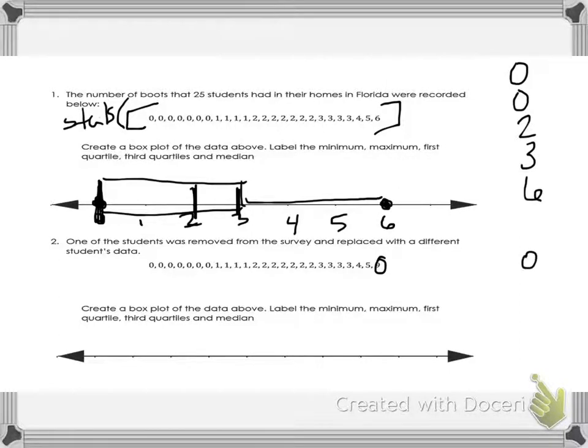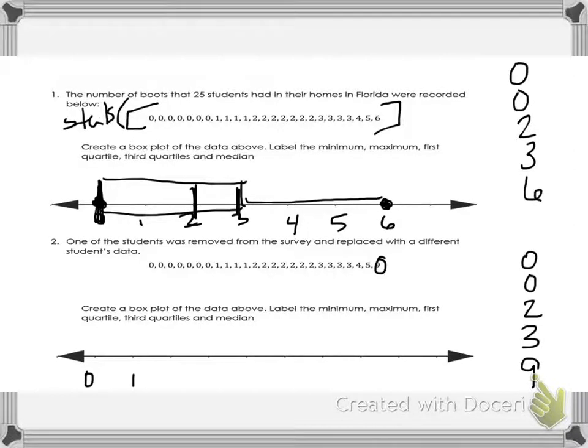My min is still 0. My Q1 is still 0. My median is still 2. My Q3 is still 3, but my max is now 9, okay? So it didn't change much. It only changed my max, adding that number.